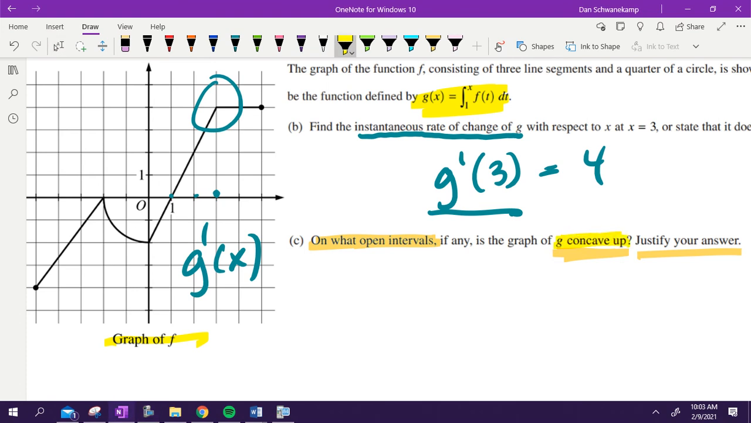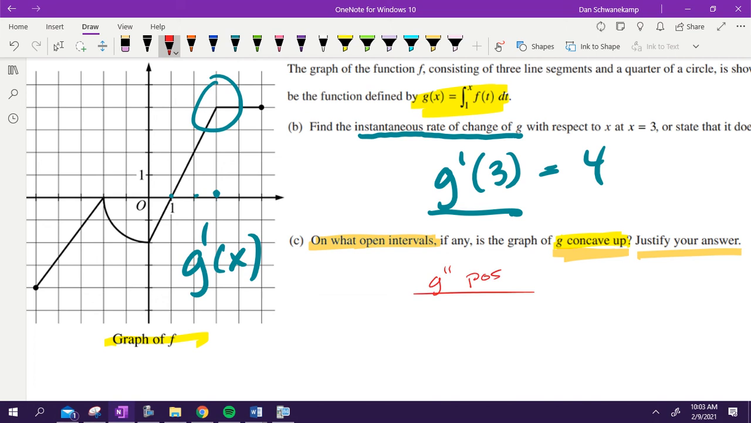What derivative are we thinking about when we talk about concavity? Second derivative. What needs to be true about g double prime if we're concave up? G double prime needs to be positive. That's what concave up means. G double prime is positive. So keep that in the back of your mind.